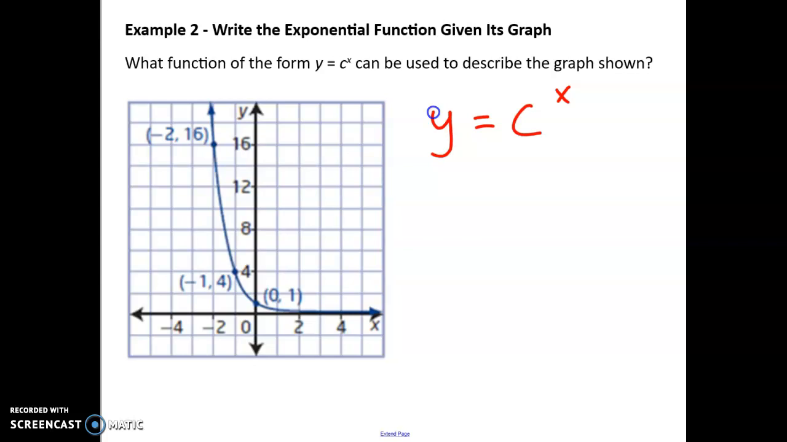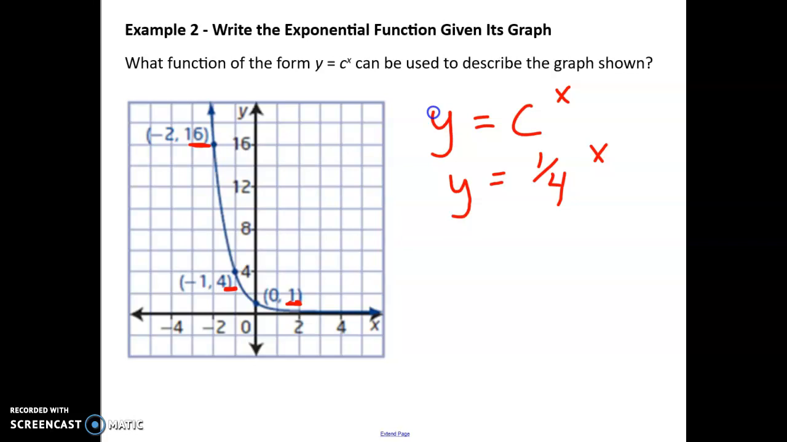Okay, so I'm looking here, and I'm looking at my y values. My y values go from 16 to 4 to 1. So, if I'm making this a fraction, what fraction would take me from 16 to 4? 1/4, right? So we'd say that y equals 1/4 to the power of x. In other words, my y values are being divided by 4 each time. So I'm dividing 16 by 4 to get 4, dividing 4 by 4 to get 1.